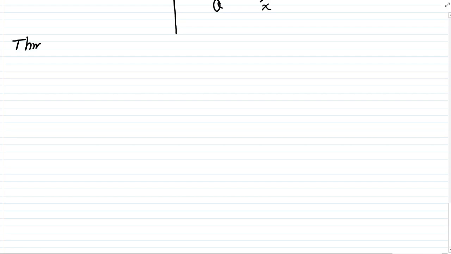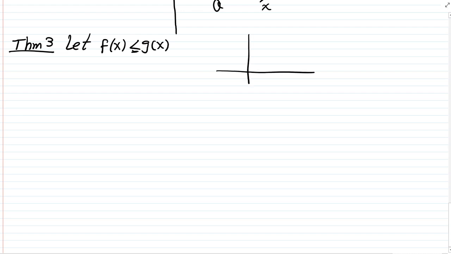Let's take a look at Theorem 3. Okay, Theorem 3 goes like this. This is a pretty light-hearted theorem. Let function f of x be less than g of x. Now in terms of the graph of the function, when we say f of x is less than g of x, it means we have something like this. There you go. The higher function is f, the lower function is g.